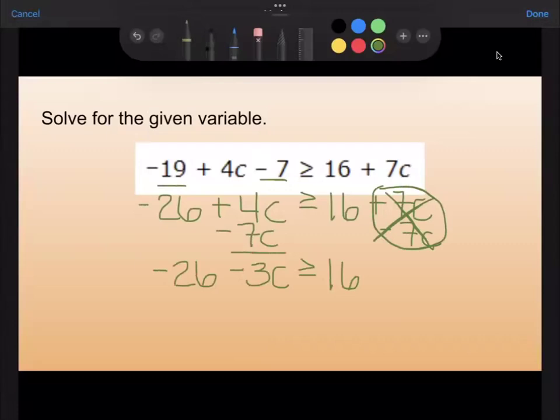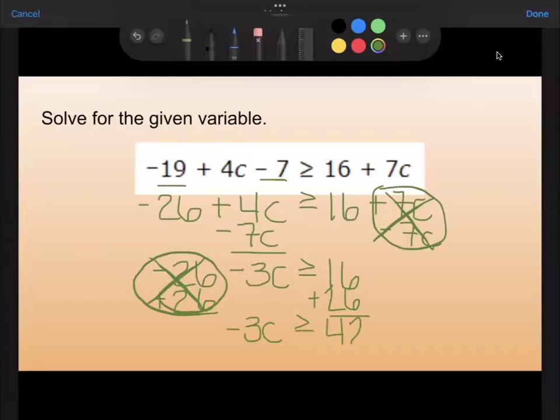Okay, let's move that negative 26 to the other side and combine it with the 16. So that means I would have to do the opposite, which is to add 26 to both sides. That cancels out right there. I still have negative 3c here, greater than or equal to so far. And then when I add 16 plus 26, I end up with 42.